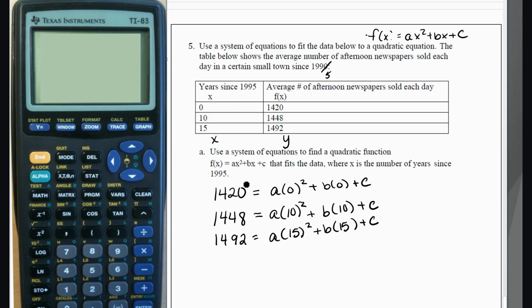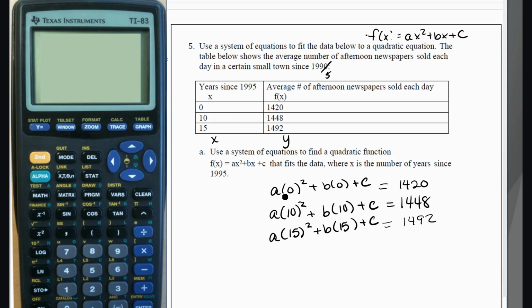Now, putting it in our calculator, we normally put this over on the other side. So let's rewrite them as 1420. And on this one, we'll do 1448. And this one is 1492. Now, this is like 0a, because we have 0 squared, so I'm just going to rewrite that as 0a, and then it's plus 0b plus c, so that'll be the first one we take.